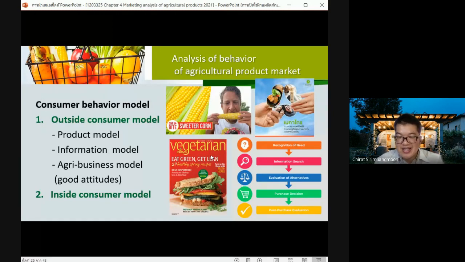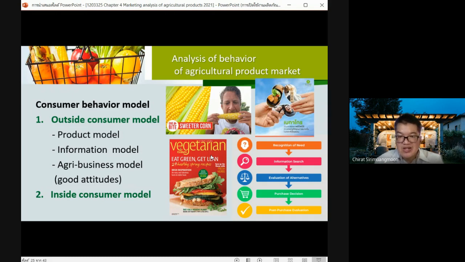The second one is the information model. In the information model, the purchase might be initiated by information you have, like "vegetarian is good, you eat green, get lean." So some people say, oh, we need to consume more veggies, then we're going to have good health. So this is the information model.